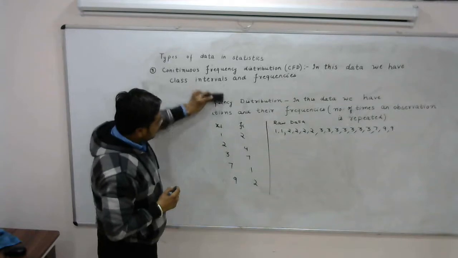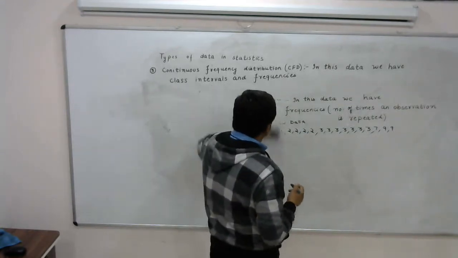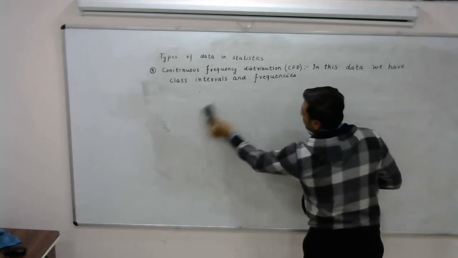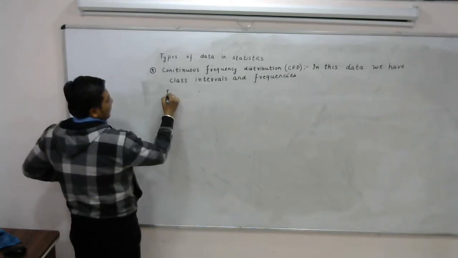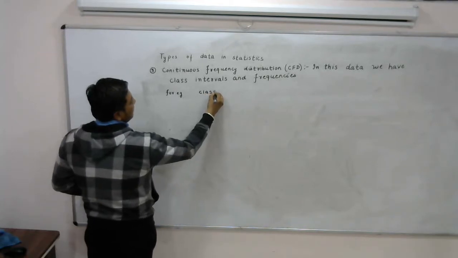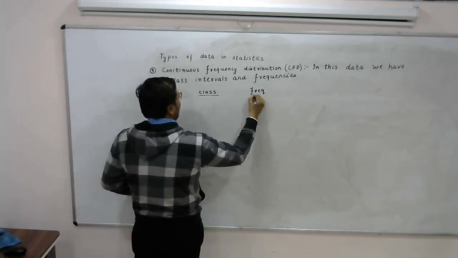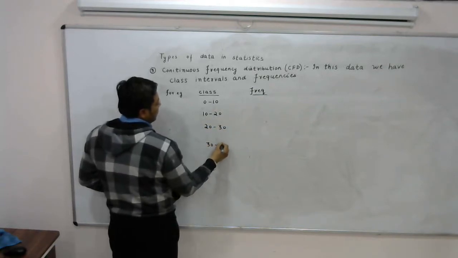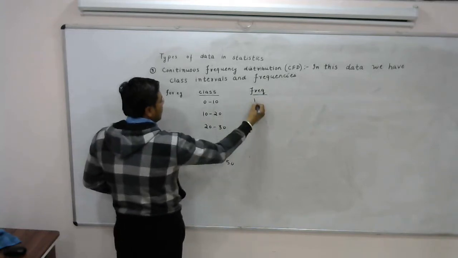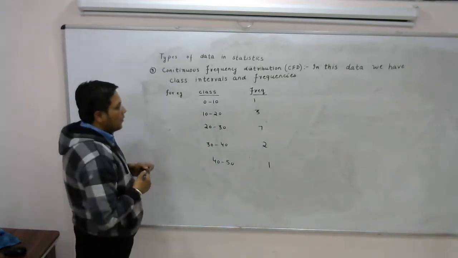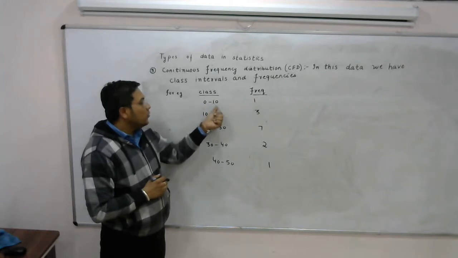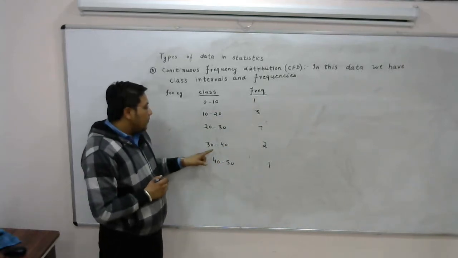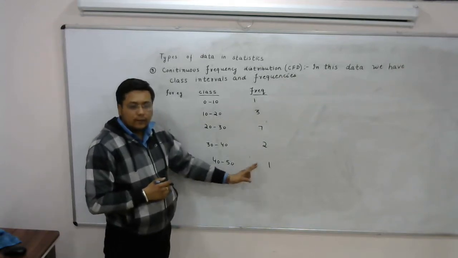For example, we will be given class intervals and frequency, say 0 to 10, 10 to 20, 20 to 30, 30 to 40, 40 to 50. Say frequencies are 1, 3, 7, 2, 1. So this means between 0 to 10 we have 1 observation, between 10 to 20 we have 3 observations, between 20 to 30 we have 7 observations, between 30 to 40 we have 2 observations, and between 40 to 50 we have a single observation.